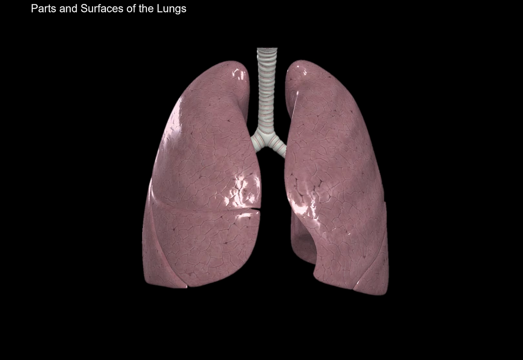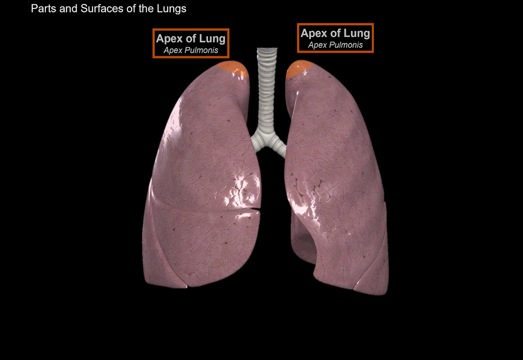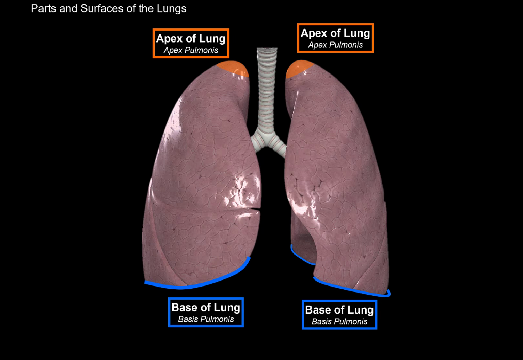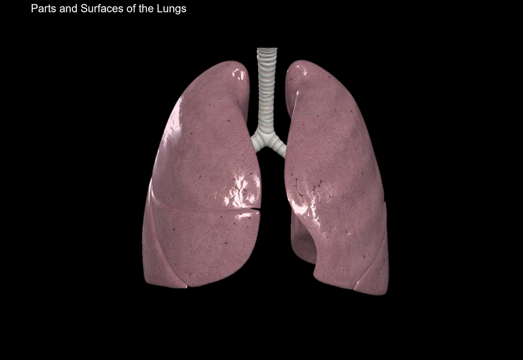Now let's start with the anatomy by looking at the parts and the surfaces of the lungs. The uppermost cone-shaped part is what we call the apex of the lungs, and the bottom is what we call the base of the lungs. The lung faces different structures, right? And because they face different structures, we divide the lung into different surfaces as well. So the lungs have 4 surfaces in total.